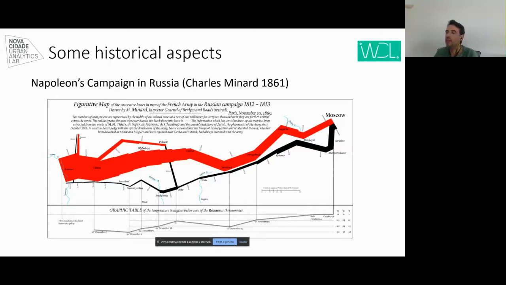For example, the width of this red bar represents the quantity of soldiers that entered Russia in the Napoleon invasion, and the width of the black bar represents the soldiers that retreated from Russia, and as you can see, along the way they lost a lot of men. And this is also related with this graphic below that represents the temperatures that occurred during the time of the retreat of the Napoleon soldiers. As you can see, it's very interesting, this map.